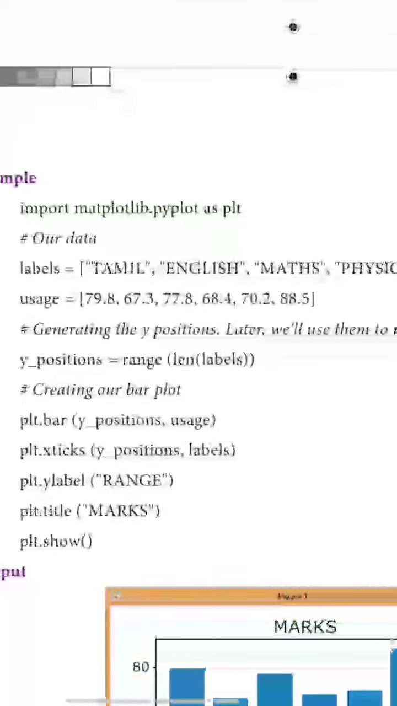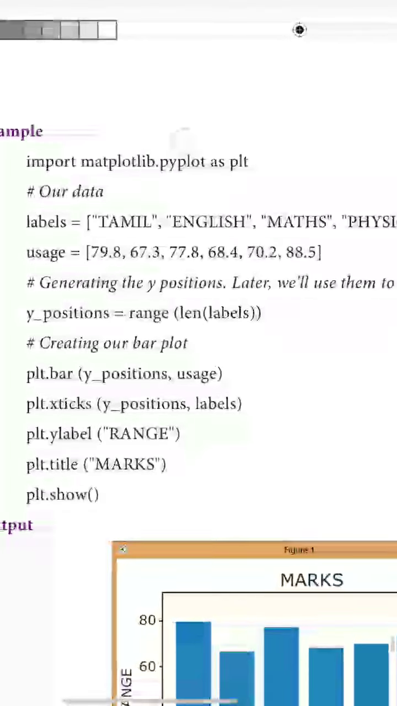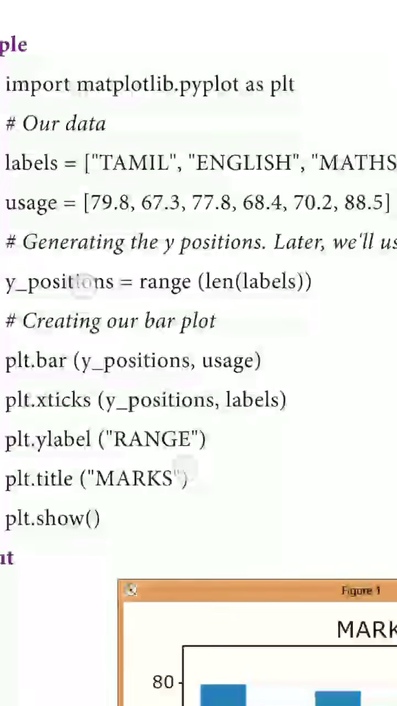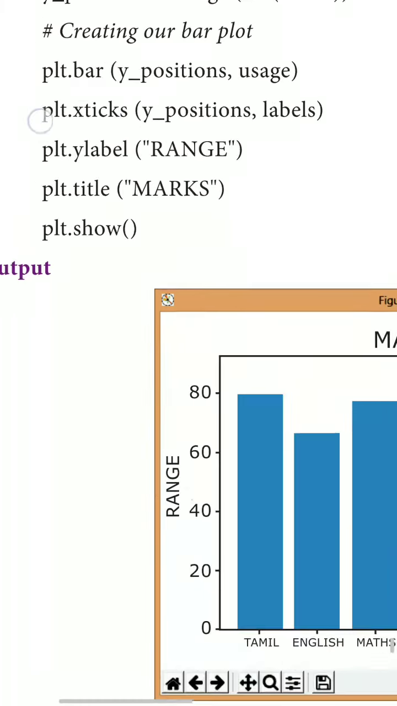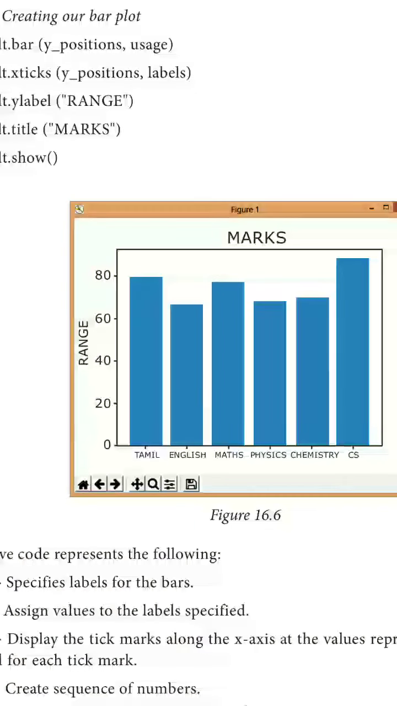Next is bar chart. If you want to change into a bar chart, then you have to use another function which is known as plt.bar. Okay, so the earlier one was plt.plot. Now you can see that plt.bar is the function to create a bar chart like this. Okay, so in figure 16.6 you can see the bar chart.